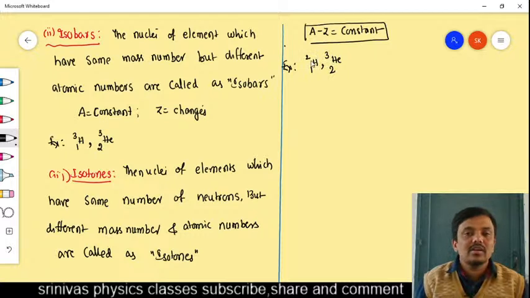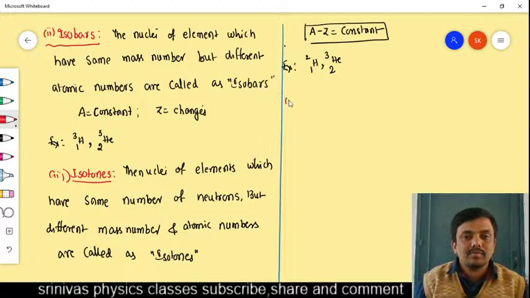They are different, meaning they have a different atomic number and different mass number, but the N and Z are the same. You see, what do N and Z mean? Generally this 2 is the A and 1 is the Z. 2 minus 1 is 1, 3 minus 2 is 1. That means this hydrogen and this helium have the same number of neutrons. That's why these two are called isotones, right?